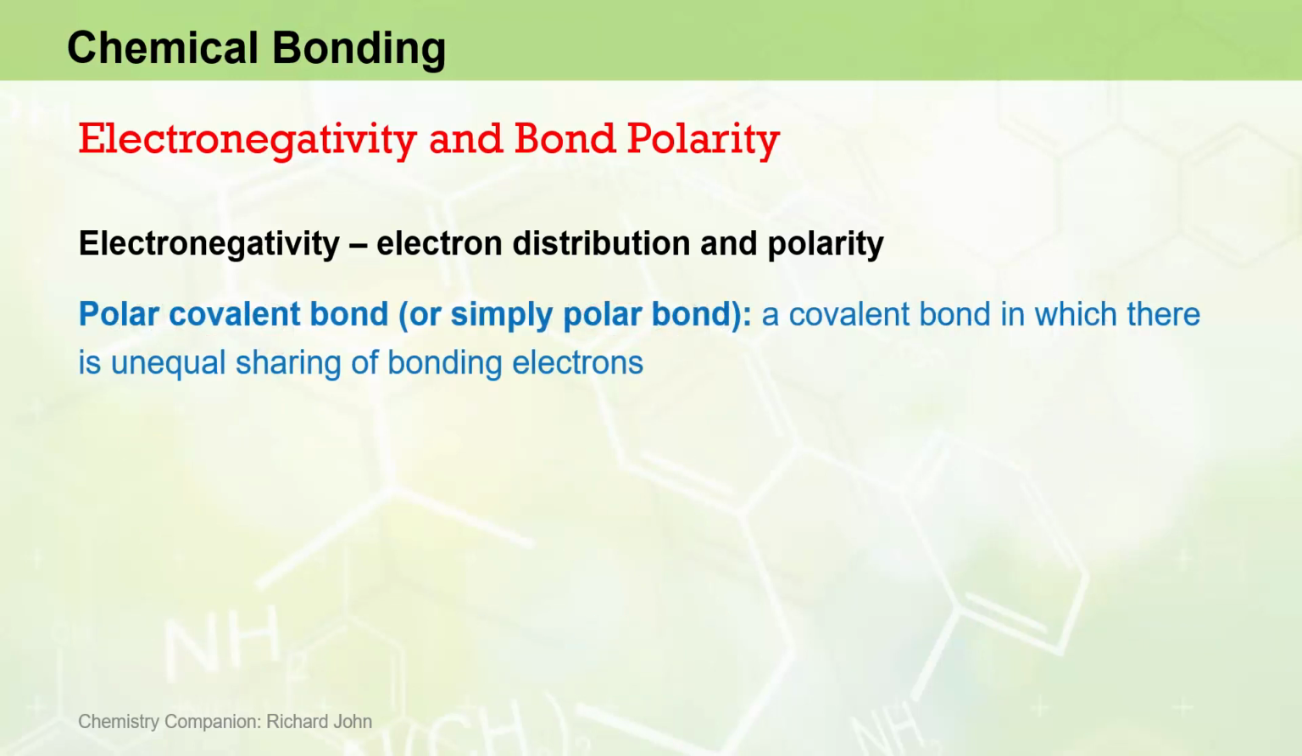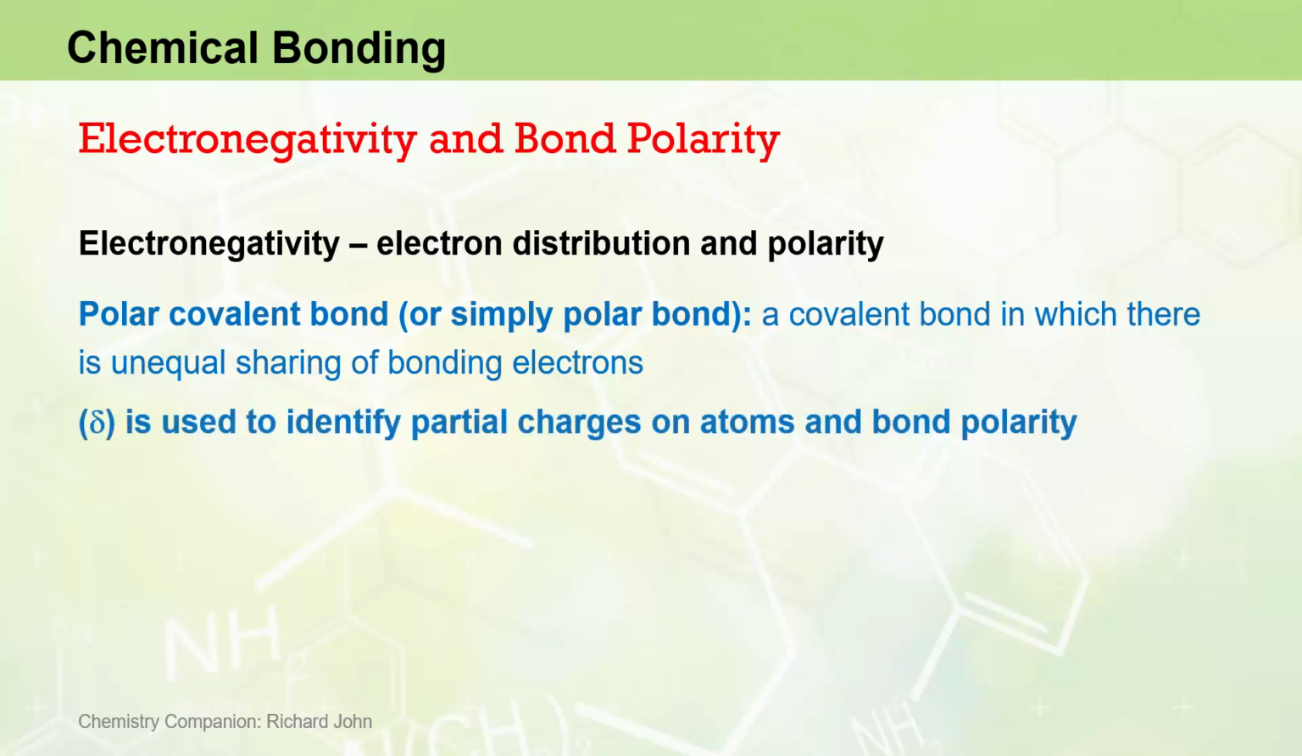A polar covalent bond, or simply a polar bond, is a covalent bond in which there is an unequal sharing of bonding electrons, and on average the bonding electrons spend more time near the nucleus of one of the atoms compared to the other. The unequal sharing of bonding electrons in polar bonds is often represented by the use of the lowercase Greek letter delta, which is used to identify partial charges on atoms in bonds and therefore bond polarity.